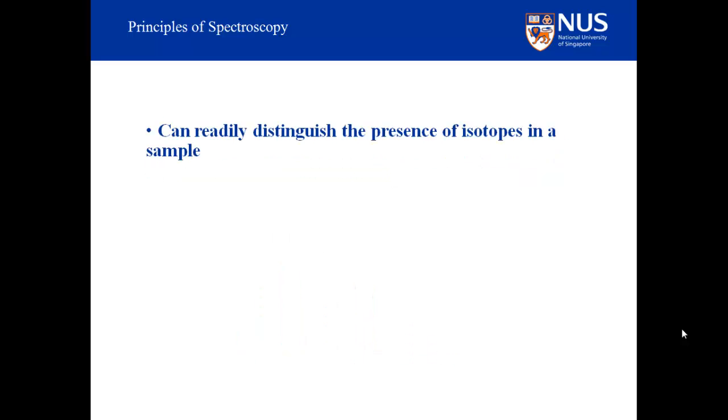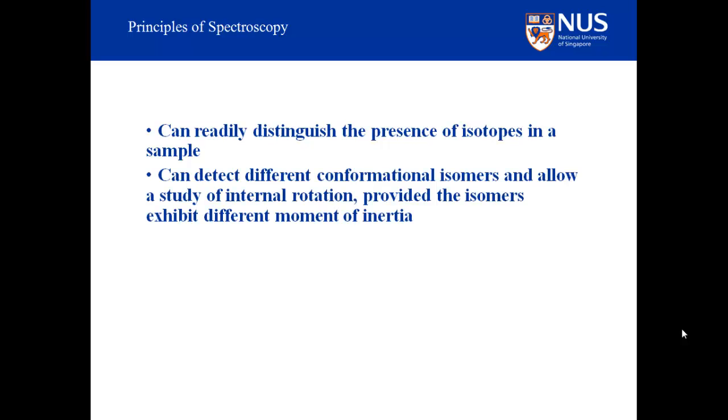As I've already said, we can readily distinguish the presence of isotopes in a sample. We can also detect different conformational isomers. Different conformational isomers can have different moments of inertia, and therefore we can identify which conformational isomer we are looking at. And indeed, you can study internal rotational modes within such molecules.